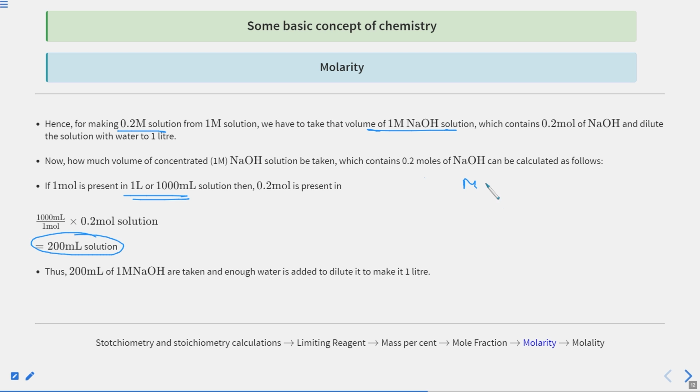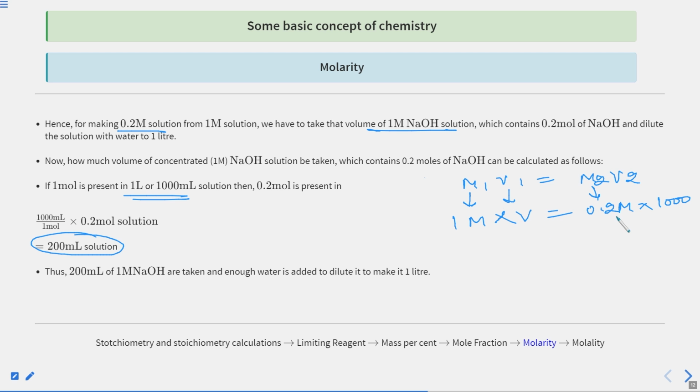If you have M1V1 is equal to M2V2, M1 is given to you, 1 molar, right? V1 you have to calculate. Then M2 is given to you, you have to make 0.2 molar solution. And V2 is given, you have to make 1000 milliliter volume.